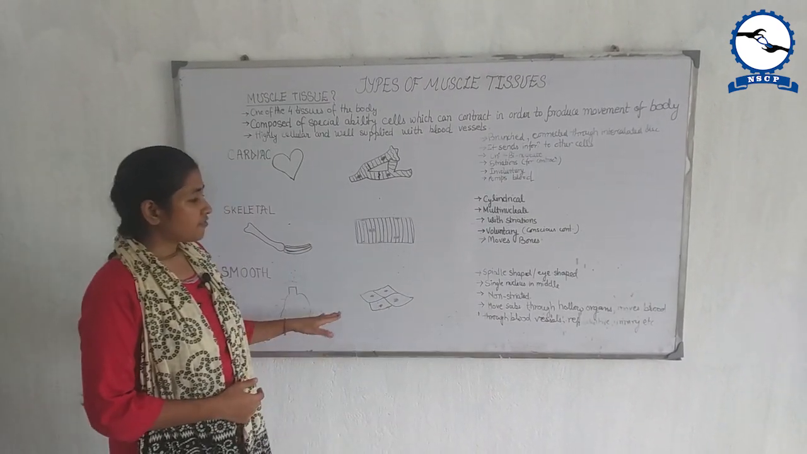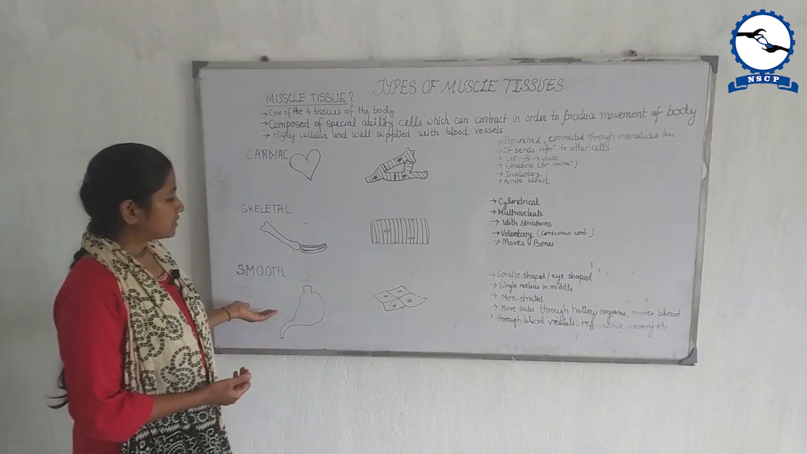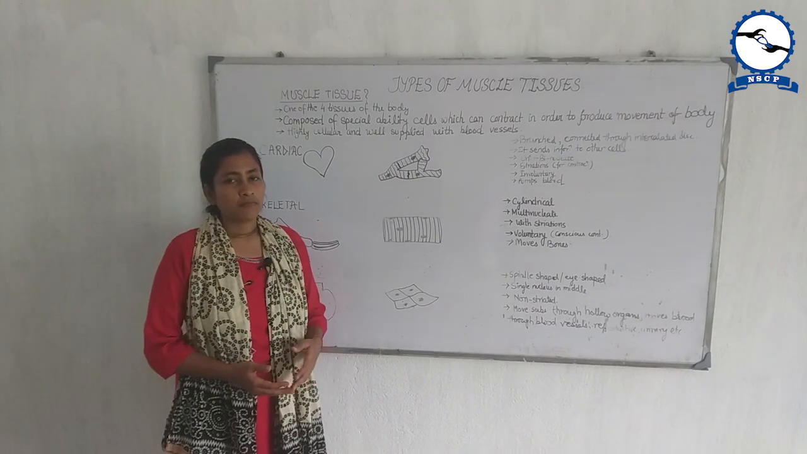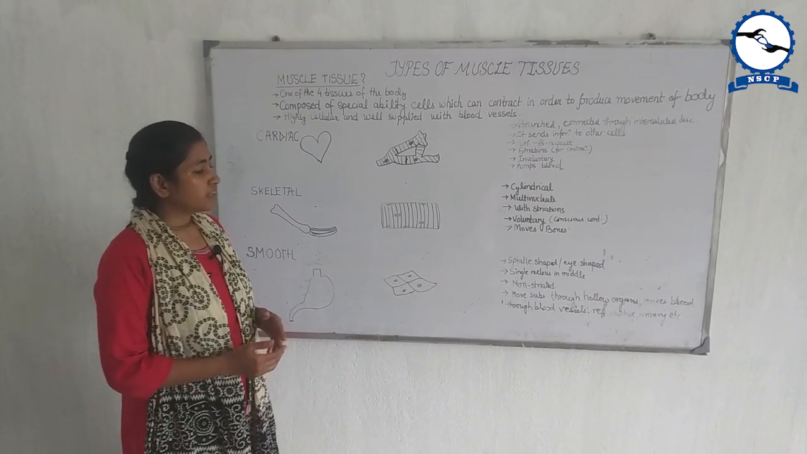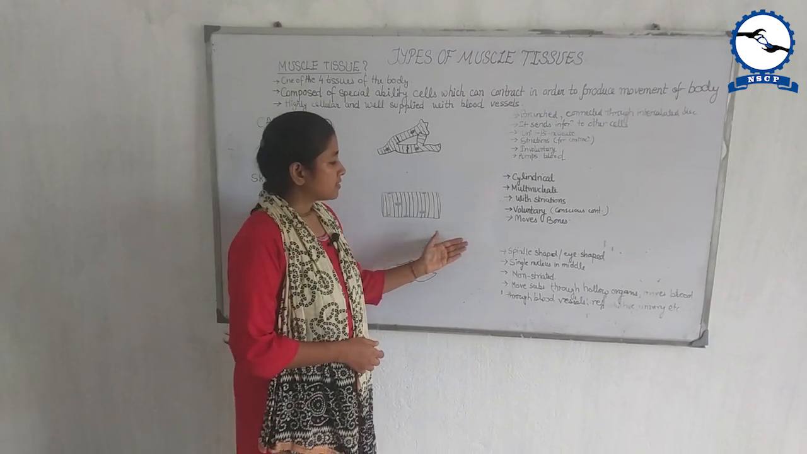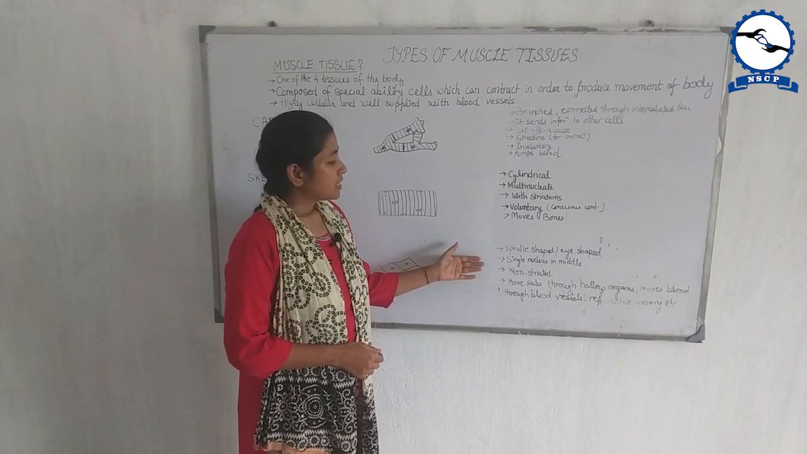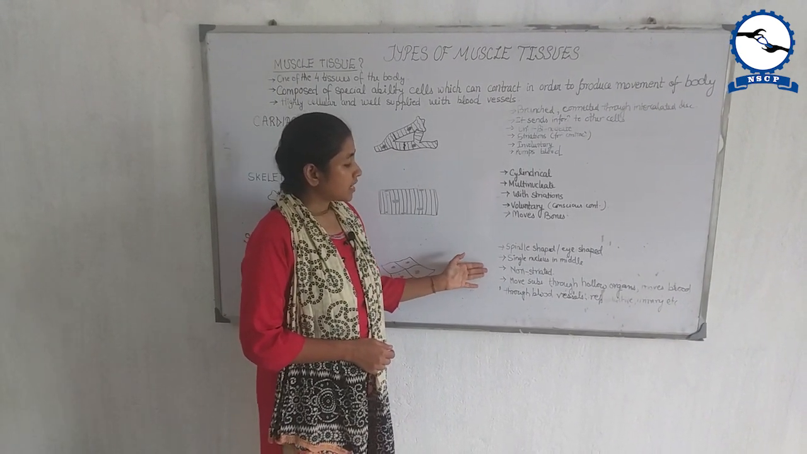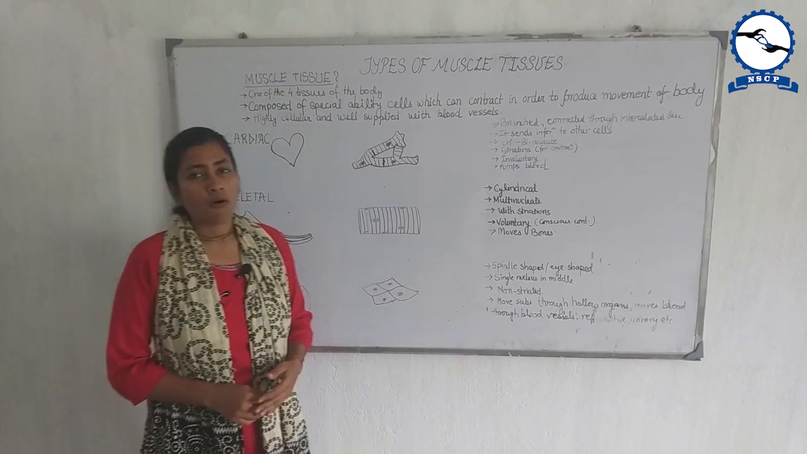And the major function is to move substances through the hollow organs of the body, like the digestive system, the reproductive system, or the urinary system. It also helps in moving the blood throughout the blood vessels. So when we summarize smooth muscles, it is spindle shaped, single nucleus, non-striated, and the major function is moving substances through the hollow organs.